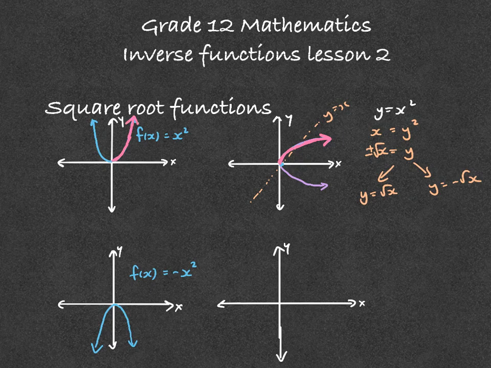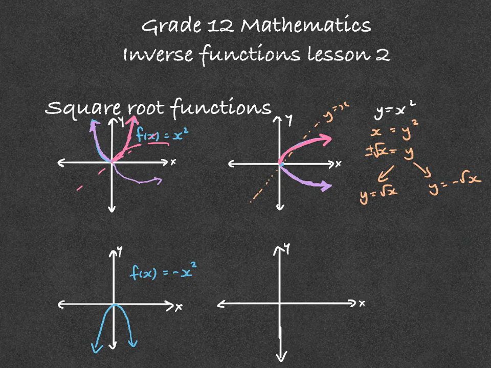If you reflect about the line y is equal to x, it's going to look something like that. And then the other one, let's say that's the purple part. There's that arm there of the original function. If you reflect that about the line y is equal to x, then you're going to get something like that, that purple part. So how do we know about them?